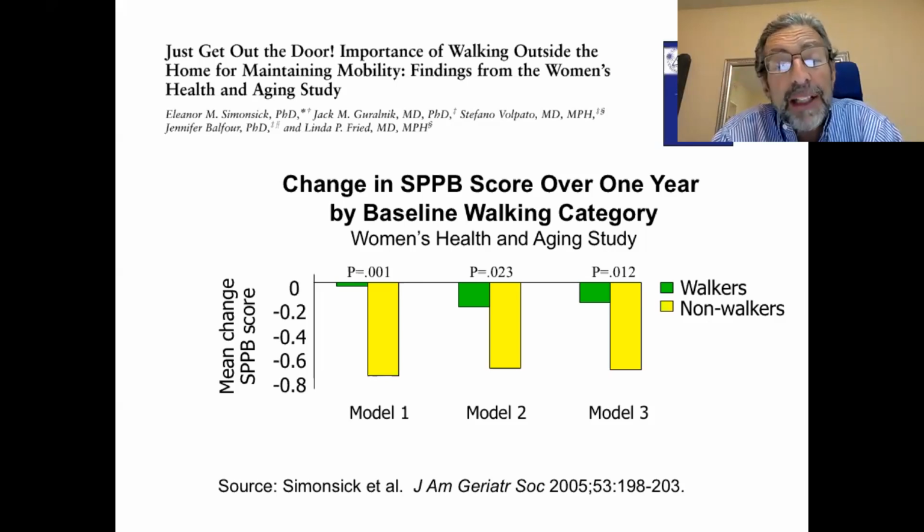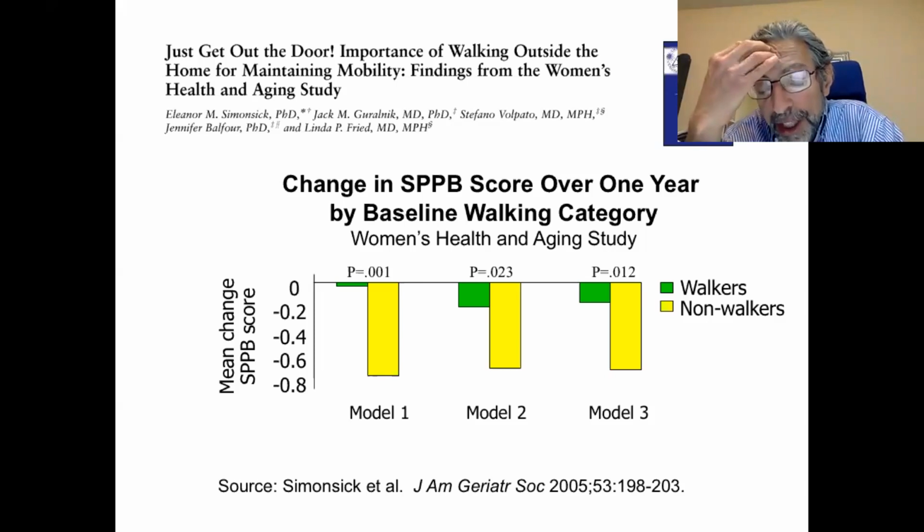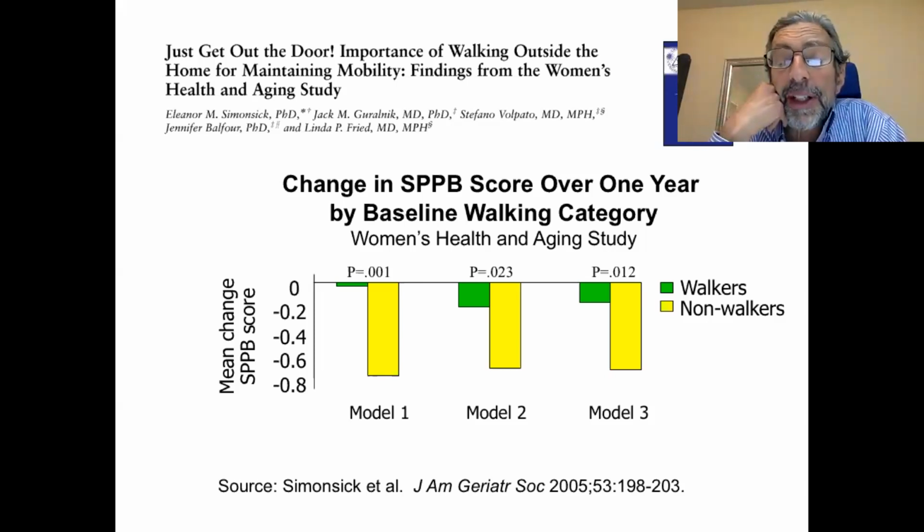And here we're talking about 6 blocks a week or more, really a very modest amount, and showed that the walkers had much less decline in their SPPB scores. And so we had different models, which basically just included different variables that we were adjusting for, but are quite similar. And it shows that this is the mean change in SPPB score in terms of points, and that those who were completely sedentary, didn't walk at all, had almost a 1-point decline in their SPPB score, whereas those who did even a little bit of walking had much less decline.